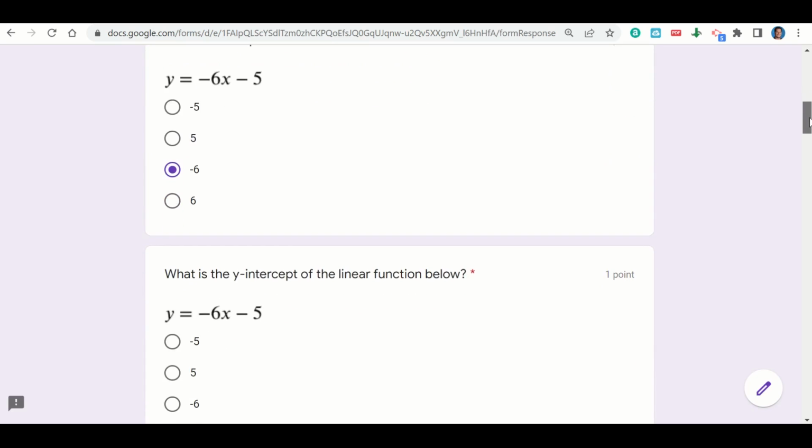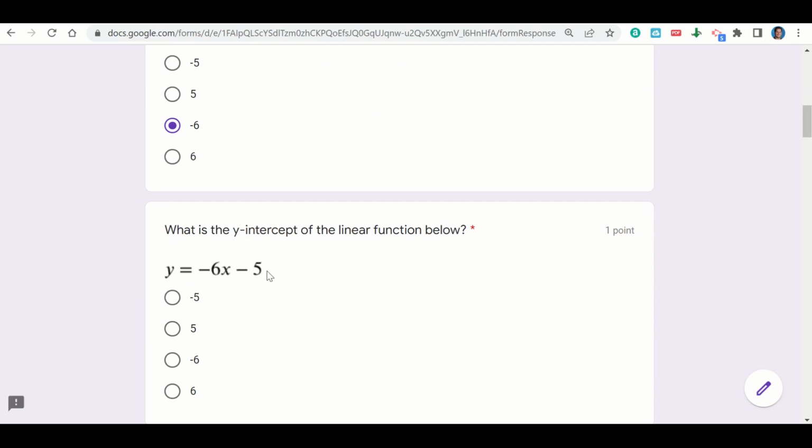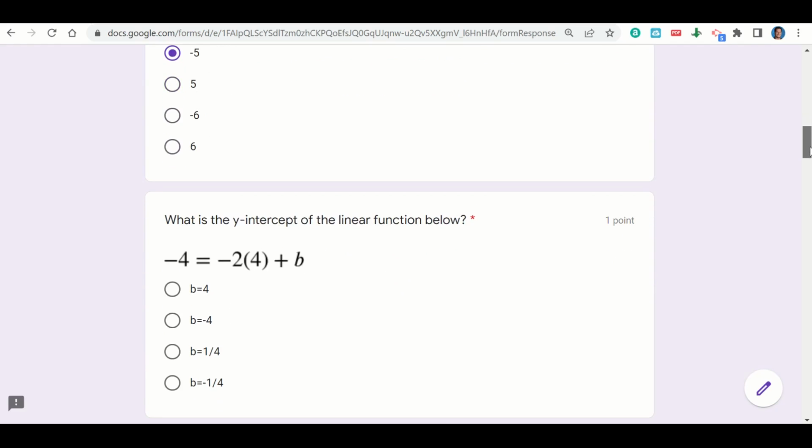I'm going to scroll down. It says, what is the y-intercept of the function below? Well, we can see that it's the lonely one. Why am I alone? So it's the lonely one, which is -5. And then you're going to continue to answer each of these questions. So we'll do one more. So this one says -4 is equal to -2 times 4 plus b. So we need to solve for b. So -2 times 4 is -8. So it's -8 plus b. We'll add 8 to both sides, and we get -4 plus 8 is +4. So b is +4. So we're going to go ahead and mark that as our answer.